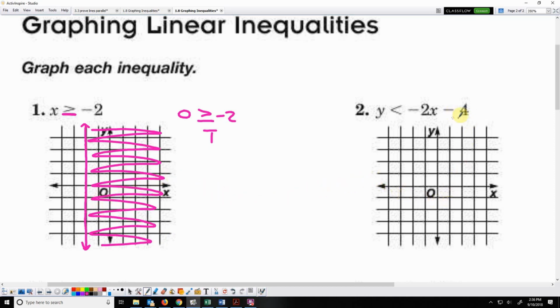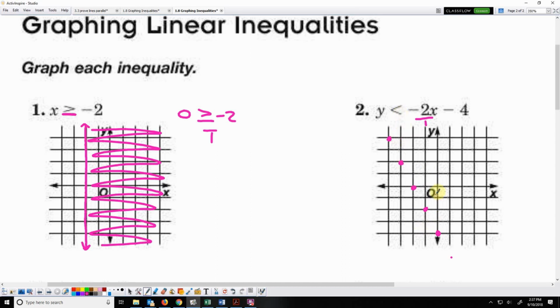Here in number 2, we have a y-intercept of -4. So we're going to start down 4 on the y-axis. And we have a slope of -2, so that's -2 over 1. We go down 2 and right 1. To keep that same slope, we go up 2 and left 1. So there's our slope of -2.